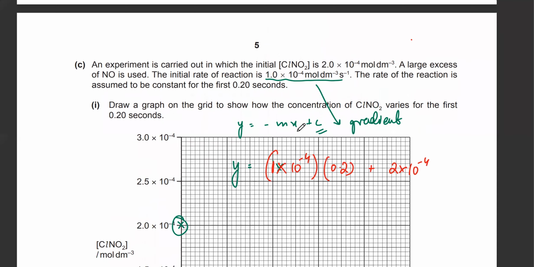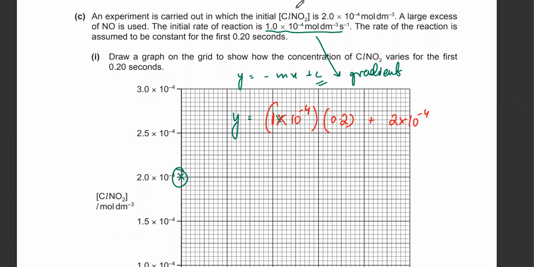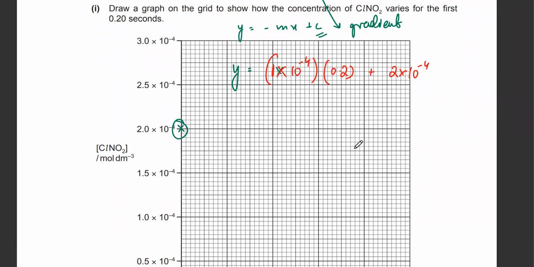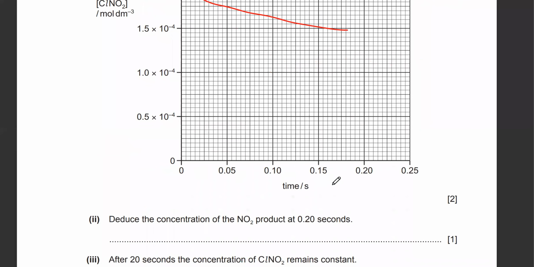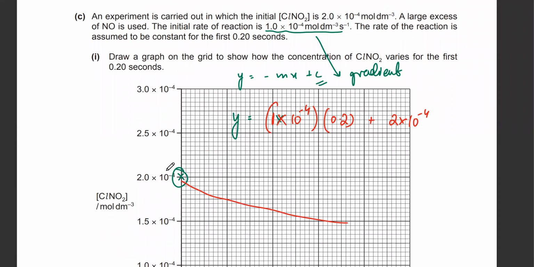And remember, I'm going to just repeat this. ClNO2 is the reactant. Its concentration at the beginning is 2 times 10 power minus 4. And the rate of the reaction is given. Whenever a reaction happens, the reactant concentration starts to decrease with respect to time. So they gave us the gradient, the rate, and they said specifically that the rate is assumed to be constant for the first 0.2 seconds. So it comes out to be a straight line. The reaction was happening at a constant speed. What do you get for y?